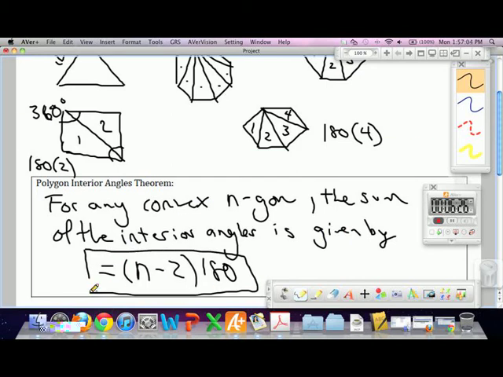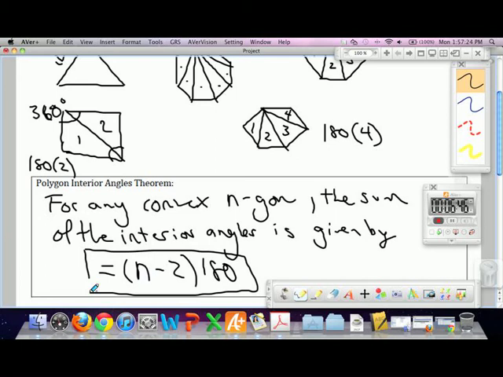N being the number of sides. So let's make sure our formula works for the examples we have. If I have a triangle, it's a 3-sided figure, a 3-gon. So I plug in 3, 3 minus 2 is 1, 1 times 180 is 180 degrees. Okay, it works in our first case.